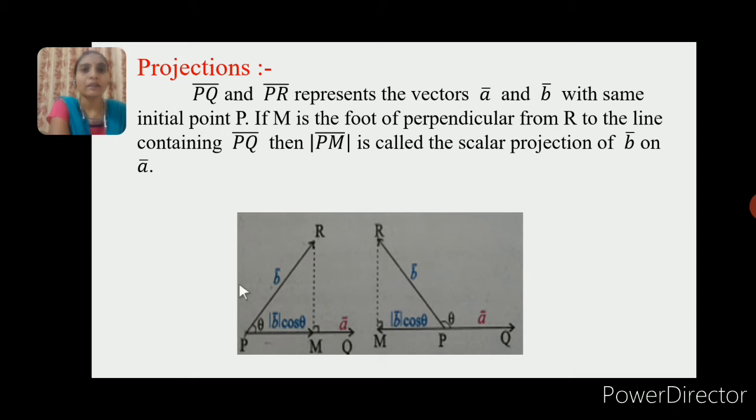See in figure, PQ bar is equal to A bar, PR bar is equal to B bar. In first figure the angle theta is acute, in second figure the angle theta is obtuse, and M is the foot of the perpendicular from R to the line containing PQ bar, and magnitude of PM bar is called as scalar projection of B bar on A bar.